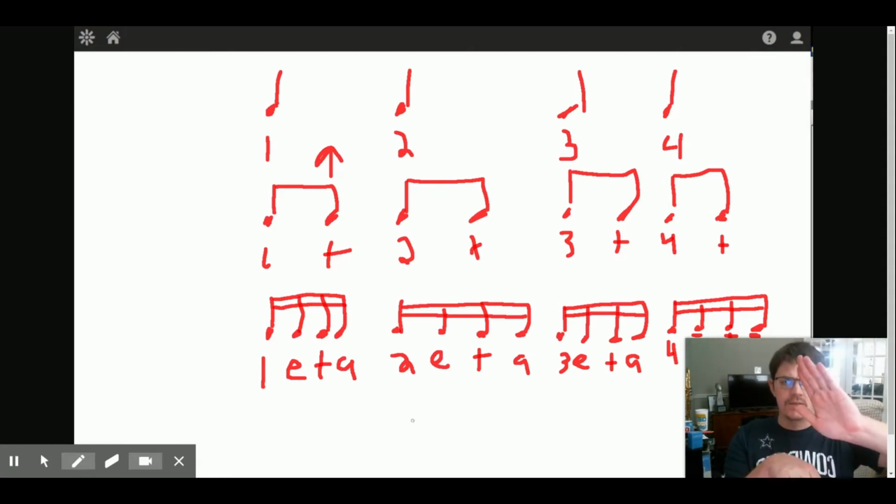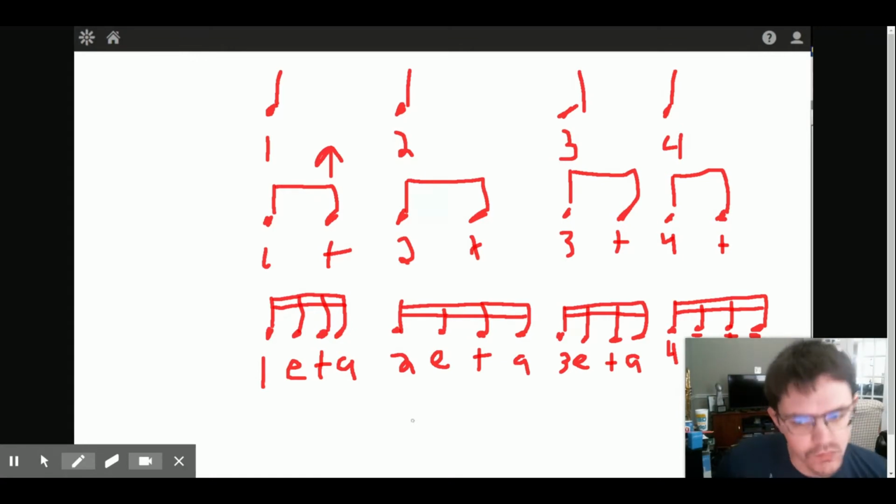The E is if your foot's like 45 degrees, and the "and" is 45 degrees the other way, if you want to think about it like that. Let's try that again, and I want you to count with me. Ready? 1, 2, ready, count and clap.